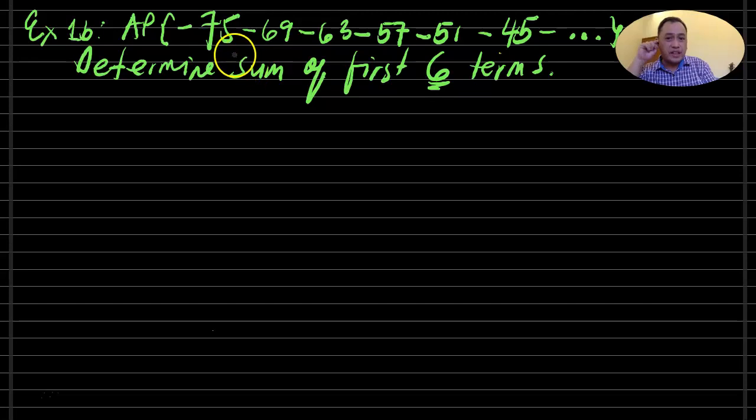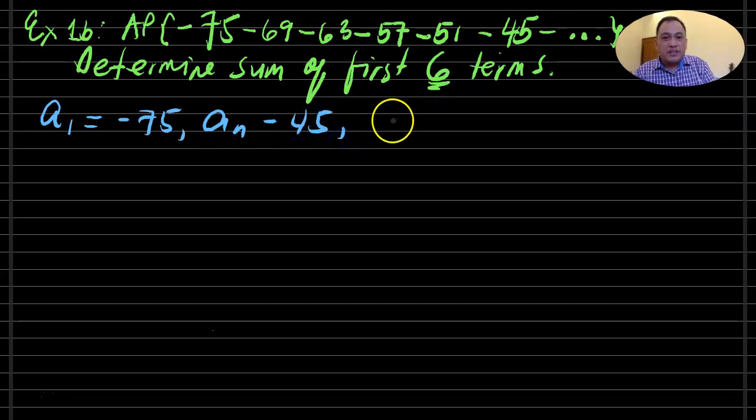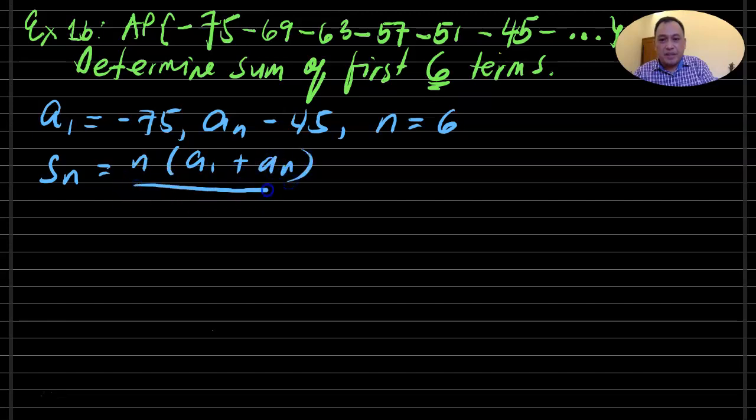Arithmetic progression of negative 75, negative 69, negative 63, negative 57, negative 51, negative 45, and so on. Determine the sum of the first 6 terms. I guess it's going to be like the first one. So we can recognize a1 as negative 75 and our a sub n is going to be negative 45. For the first 6 terms, it means n is equal to 6. So let's go ahead and solve it. n times the first term plus the last term, divided by 2.